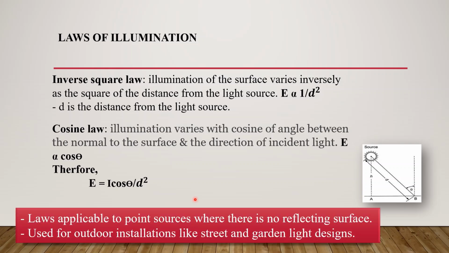Okay, these laws are applicable to point sources where there is no reflecting surface. That is, this law assumes that the source of light is just a point. Of course, the point light does not exist in reality. So this is applicable when the distance between the source and the surface is very far, such that you can consider the light source as a point source. But in reality, point light does not exist. So these laws are useful for outdoor installations like street lights and garden light designs, but they are not good when you are talking about interior designs.